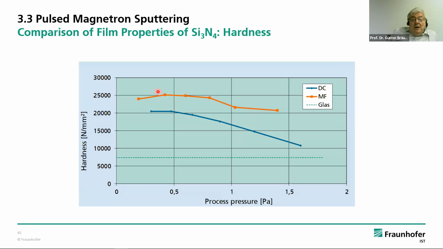So these are only two examples out of the student work we did at that time. You can do this for silicon dioxide. We did it for titanium dioxide. We got a very dense structure in the case of titanium dioxide, and even for tin oxide. So you can use every material, and you see that the properties are much improved in the case of MF sputtering.